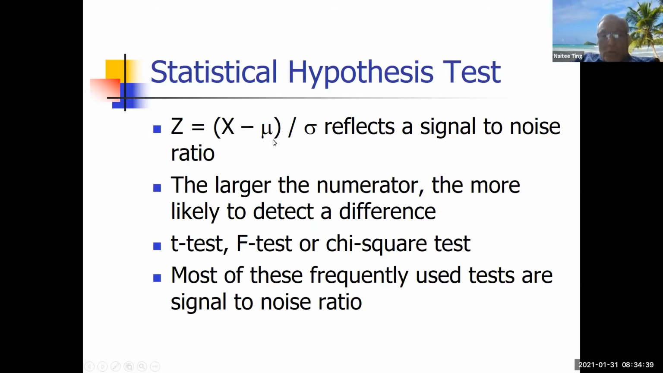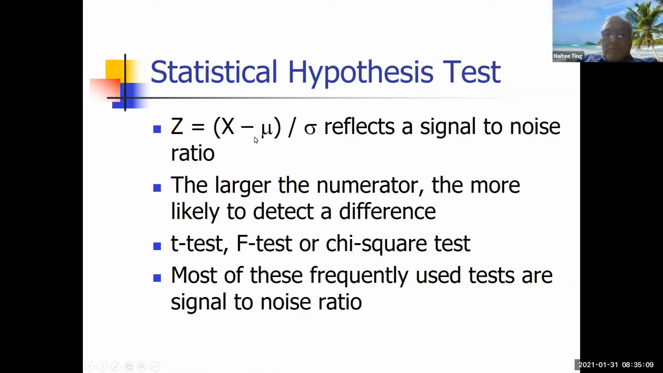Now, what is this? This is a signal-to-noise ratio. This is the signal, and this is the noise, right? Signal-to-noise ratio. So the larger the numerator, the more likely to detect the difference, right? So that's your signal. Your signal is the numerator. If you have a large numerator, then it's more likely to detect the signal, right?